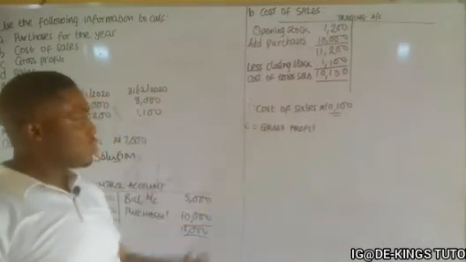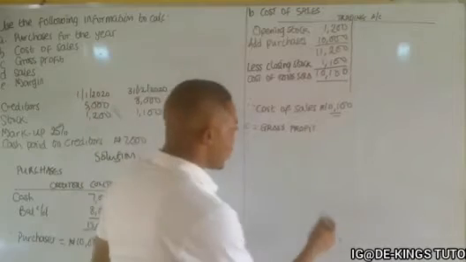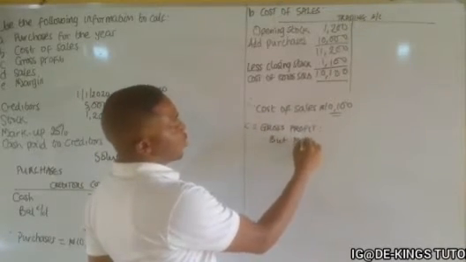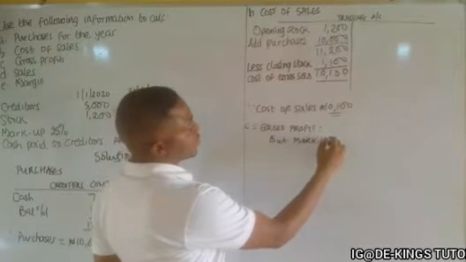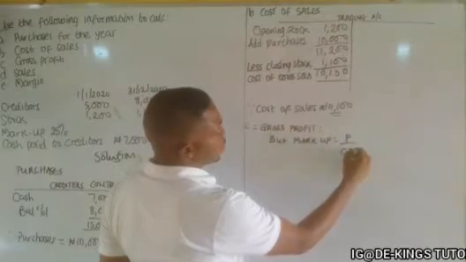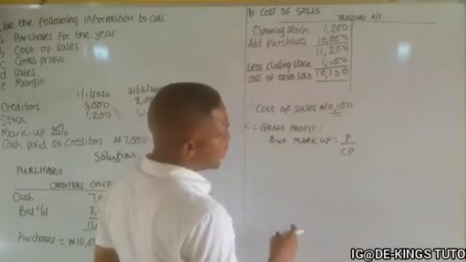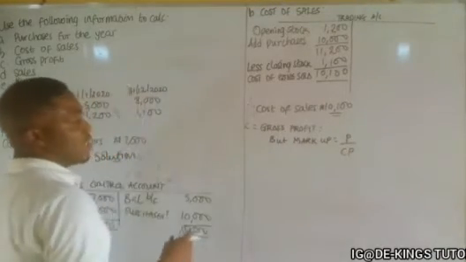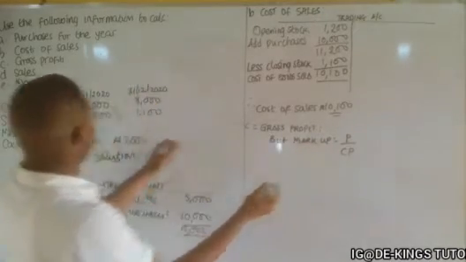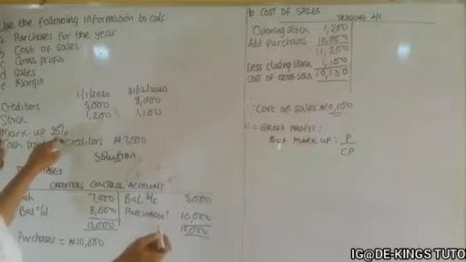So let's use that to find this. Remember, we say that the markup is profit over cost price. Okay? So the markup is profit over cost price. So that's a gross profit. Now, the markup is given here as 25%.